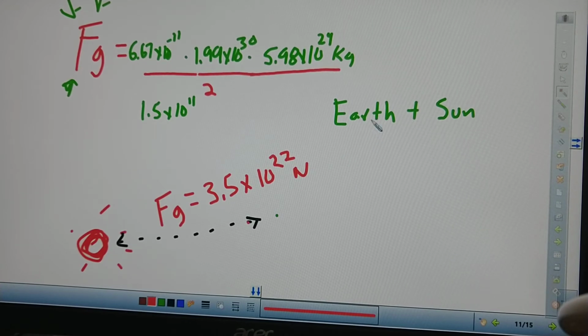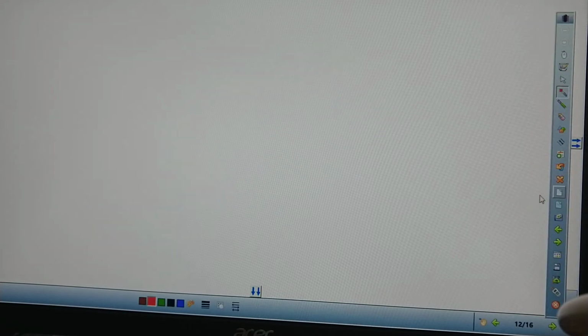Now, I've seen questions saying, how hard does the sun pull on the earth? 3.5 times 10 to the 22nd newtons. How hard does the earth pull on the sun? 3.5 times 10 to the 22nd newtons. All right? So here's what we're going to do. I'm going to give you some problems, and you are going to try to figure them out. Okay? And you're going to need to use the numbers from the chart I give you.